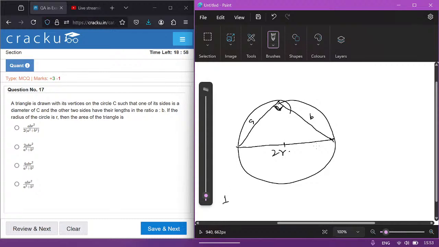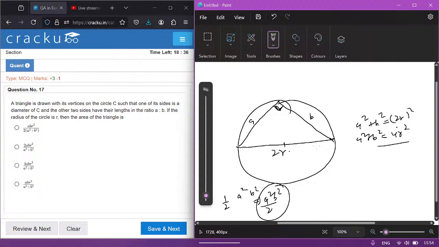Area of the triangle is half into A into B, so basically AB by 2. This is the area. We have to calculate this. And what else do we know? We can apply Pythagoras theorem here. So A square plus B square is equal to 2R whole square, so A square plus B square is equal to 4R square. Okay, right?